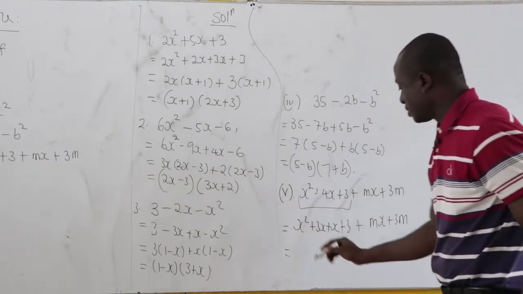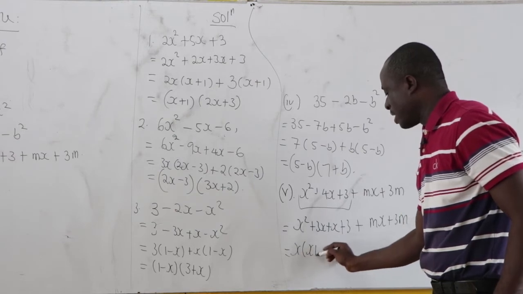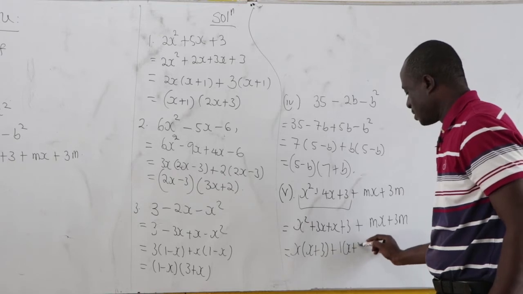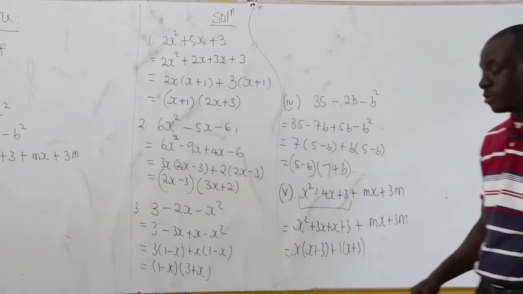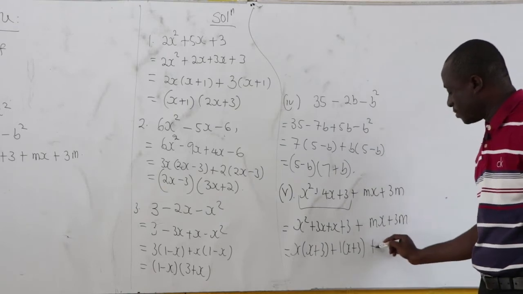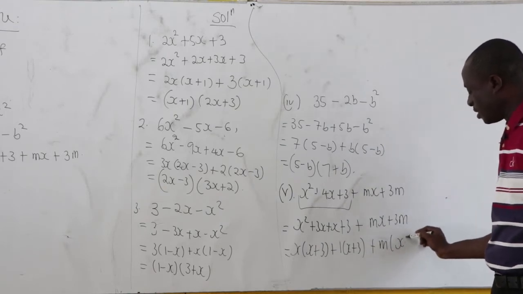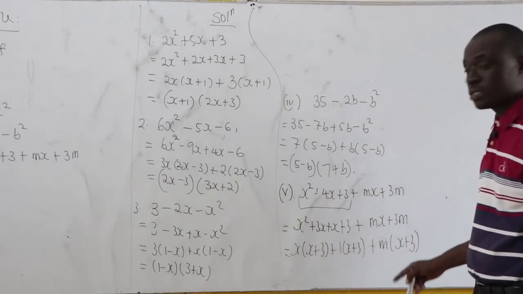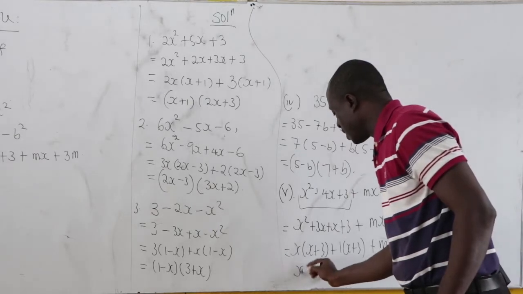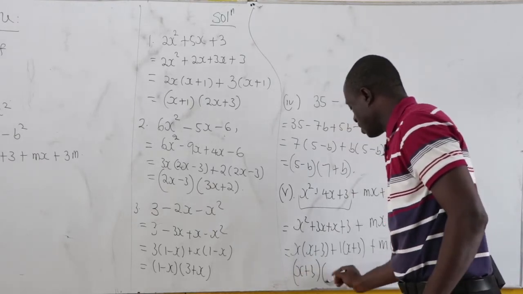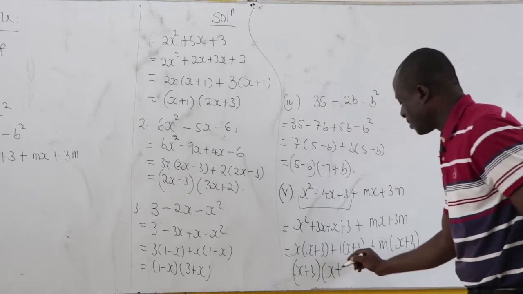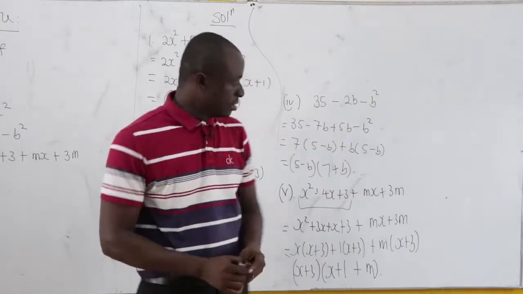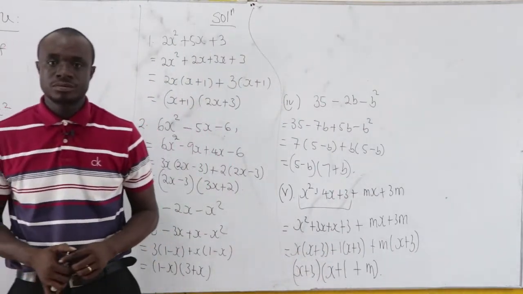Now these two, what is common? x is common, so we have x plus 3, x plus 3. Now we have mx plus 3m, so m is common, and we have x plus 3. Now x plus 3 is common, so bring it out, and x plus 3 out, common 1. So you have x plus 1 plus m, which is very, very easy. This is a pass question.